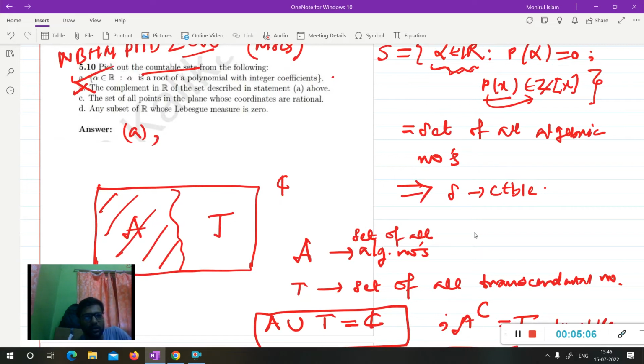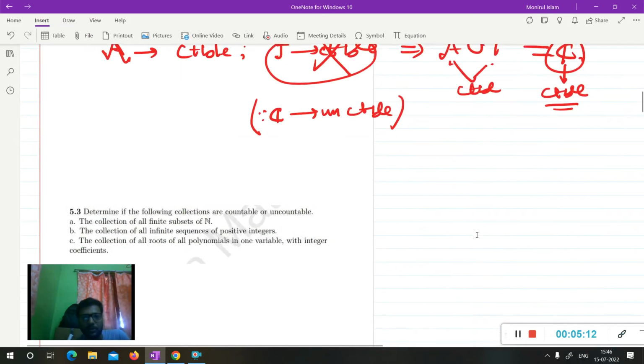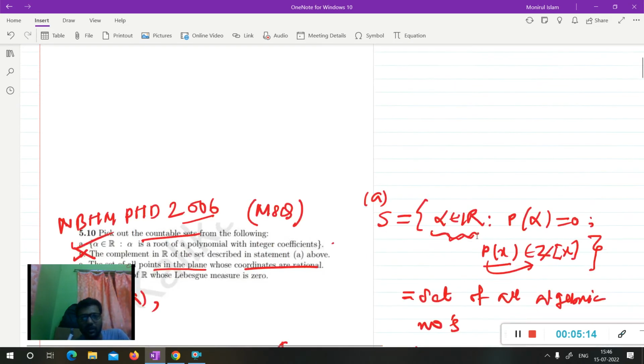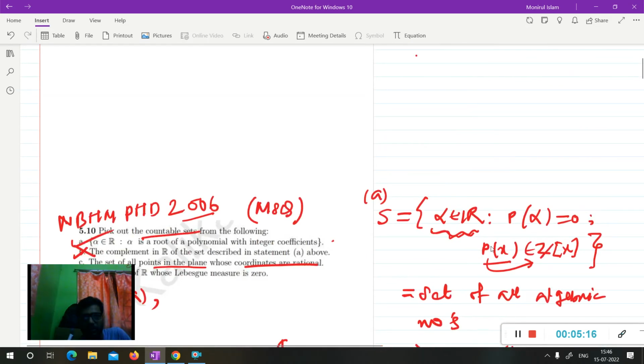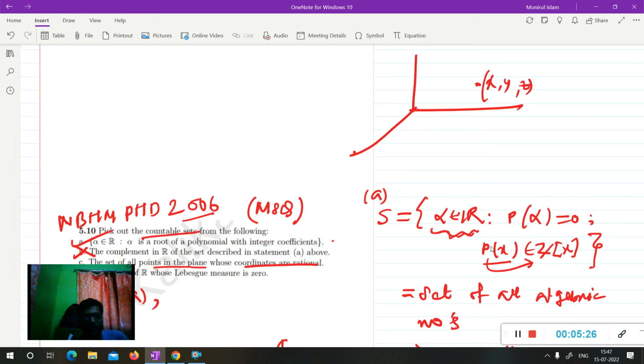Now, the set of all points in the plane with rational coordinates. To identify points in a plane, you have to think in three dimensions, so you need a point whose coordinates are something like x, y, z. Even in option C, it is the set of all points x, y, z in the plane.